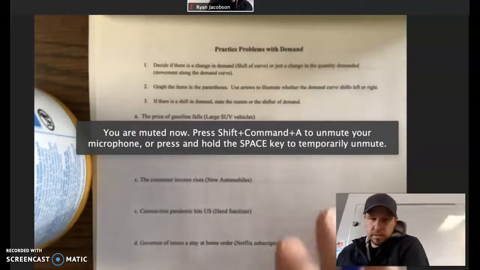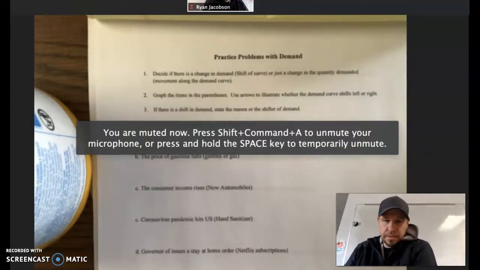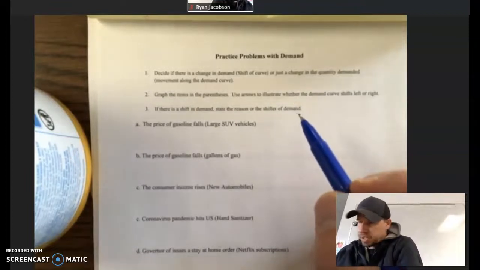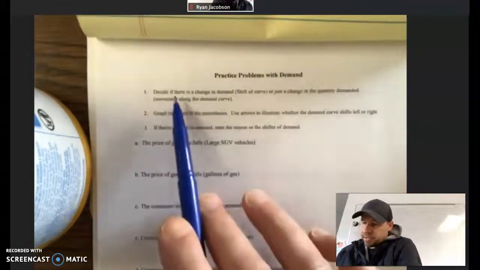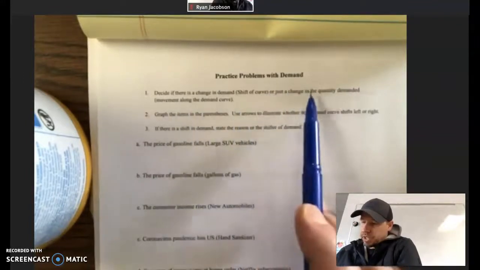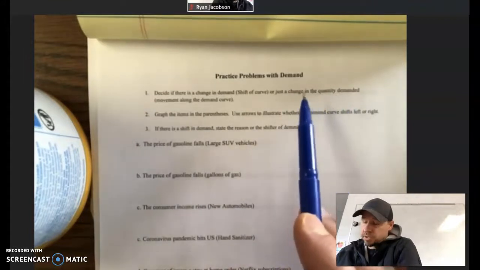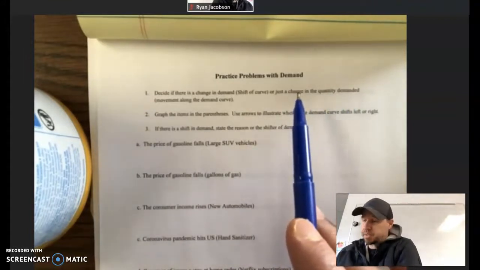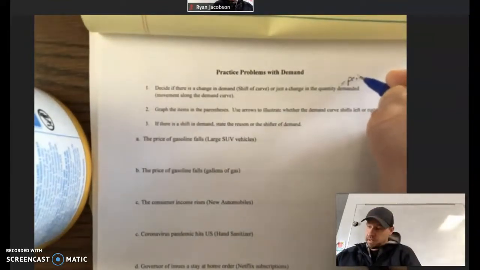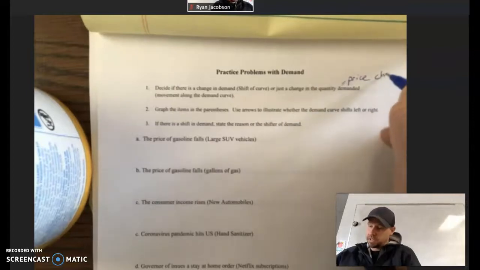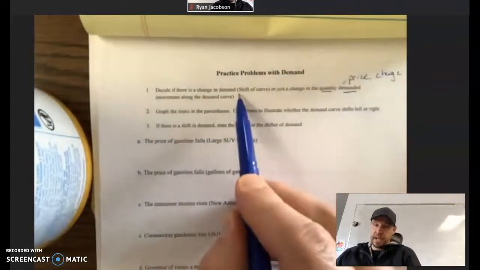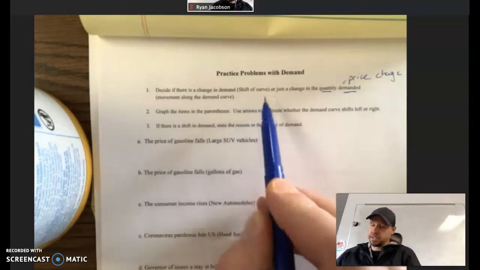All right, a little help here with the practice problems with demand assignment, just so we kind of understand what we're trying to do. We're trying to decide if there is going to be a shifting of the demand curve, or just a change in the quantity demanded. You should remember from a video lecture or previous lessons that a price change is going to lead to a change in quantity demanded, while the other non-price factors are actually going to shift the demand curve.